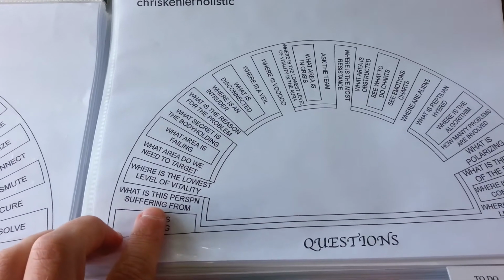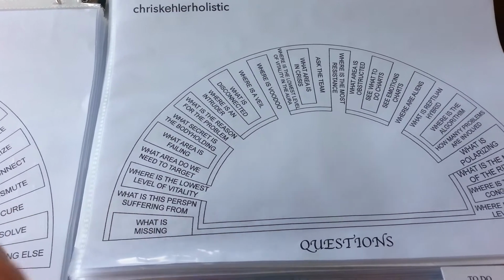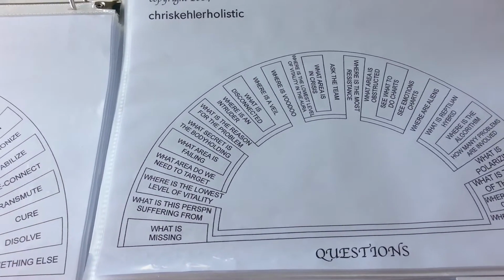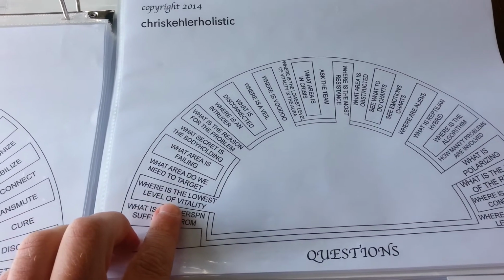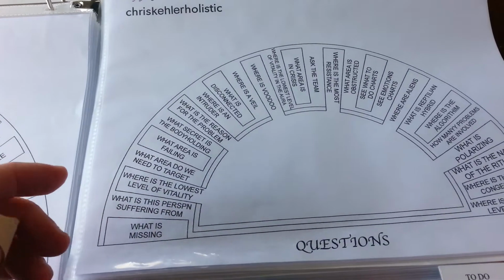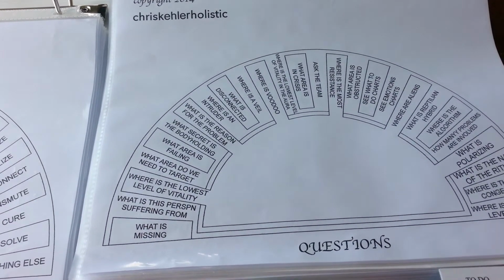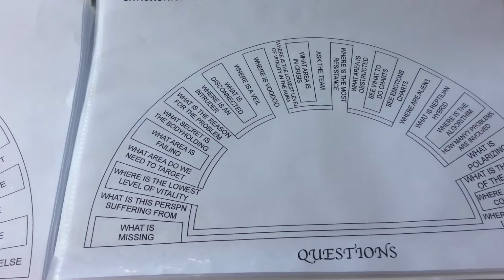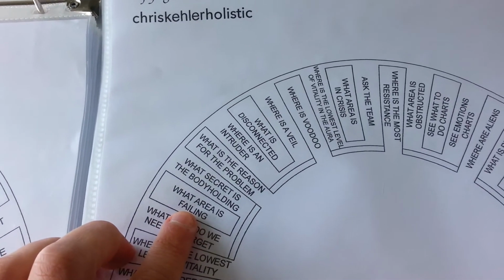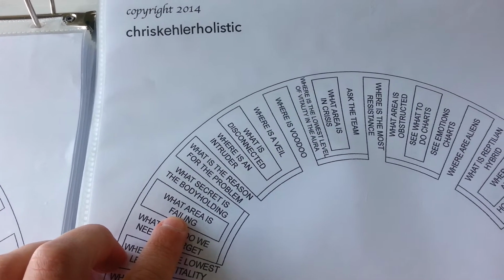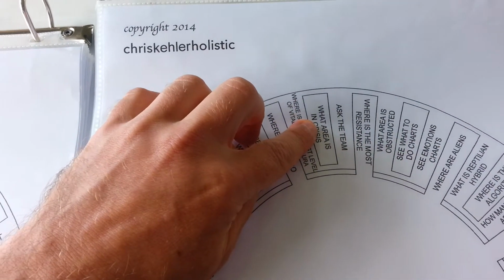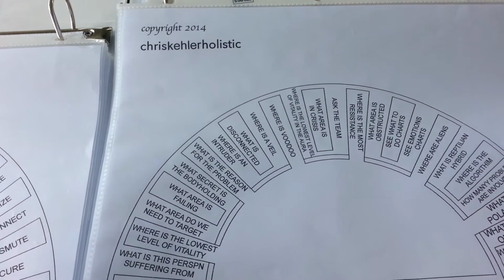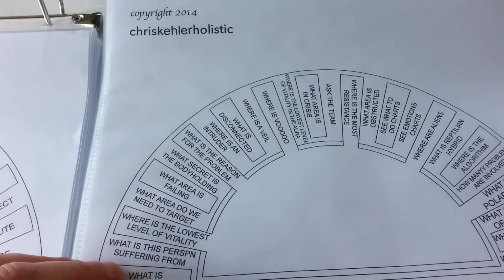And then also, what is this person suffering from? It'll give me maybe you're toxic in a particular mineral and so on. And this one here, the lowest level of vitality, will tell me where in the body you have the lowest level of vitality, and that's maybe an area that we need to work on. Also, it says things like what area is failing, as well as what area is in crisis, which is here. Usually that will pick up where you're having a lot of health difficulties. We go into an area.